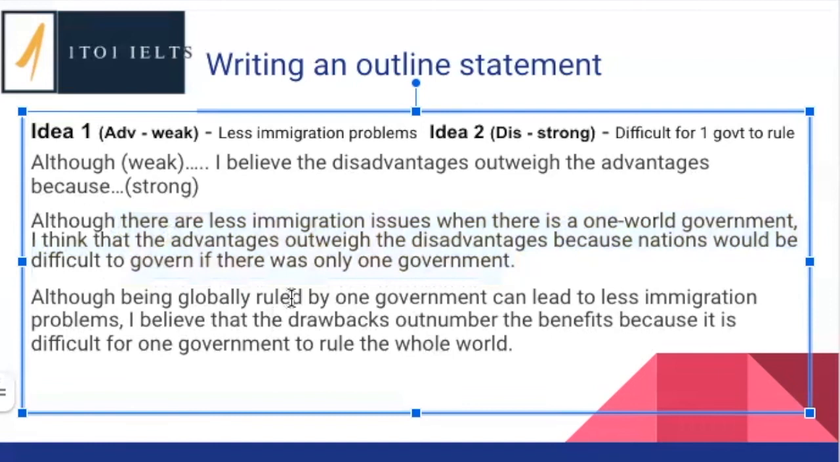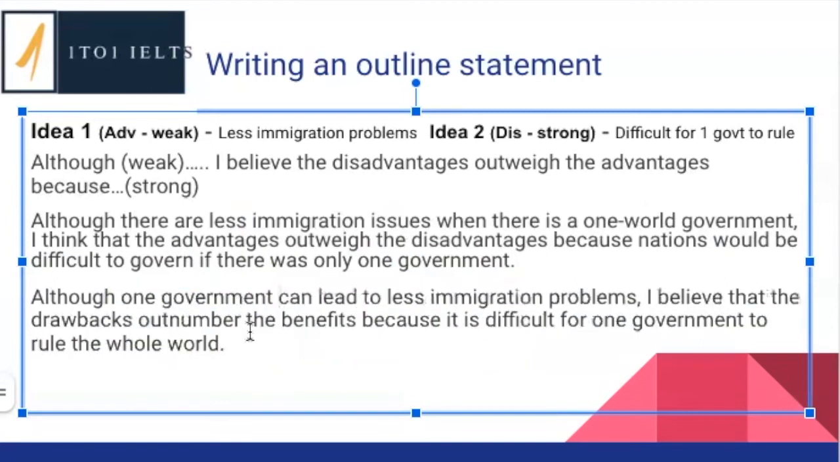So although being globally ruled by one government can lead to less immigration problems, I believe that drawbacks outnumber benefits because it is difficult for one government to rule the whole world. Okay. I like this part. I don't like starting with these gerundial phrases. How can we make this just seem like a very simple clause? So subject, what is our subject? Our verb is rule. Who is doing the ruling? Government, okay.